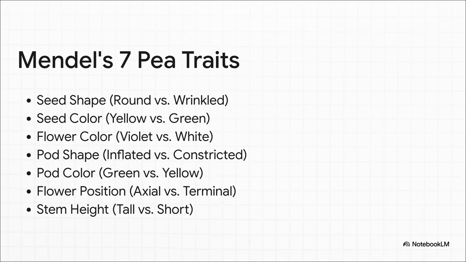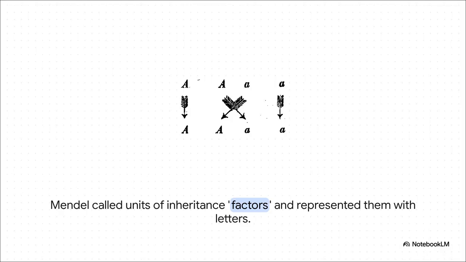He was incredibly methodical. He picked 7 very simple either-or traits. The plant was either tall or short. The seeds were either round or wrinkled. There was no in between. This simple binary approach was the key to everything. And get this, he came up with a brilliant way to track these traits. He didn't know about genes, so he just called them factors.